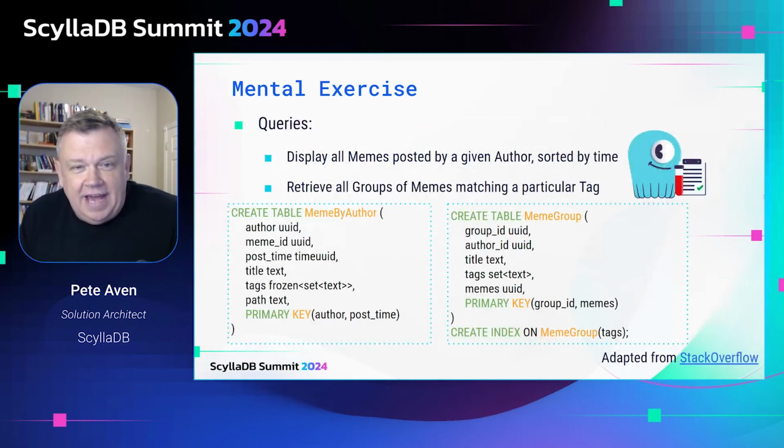So following our mental exercise, display all memes posted by a given author sorted by time. We look at the table on the left, create table meme by author, and we've got our author and our meme IDs and our post times and our title text and some tags. We have a primary key, and for those familiar with Scylla, we know that the first, author, is going to be our partition key, and our post time is going to be a clustering key, and essentially those times will be sorted in some order. So assuming we know the author, we can go grab everything from that author with everything already sorted by time for us. And on the right, we have our create table meme group with a group UUID, author ID, title text, another primary key. We've created an index on meme group tags, right?